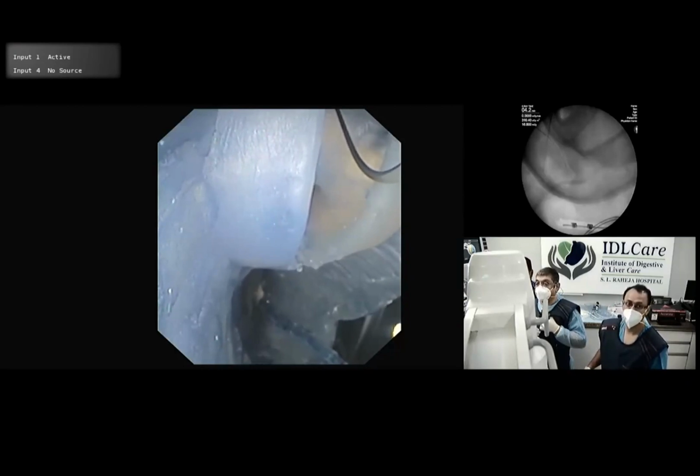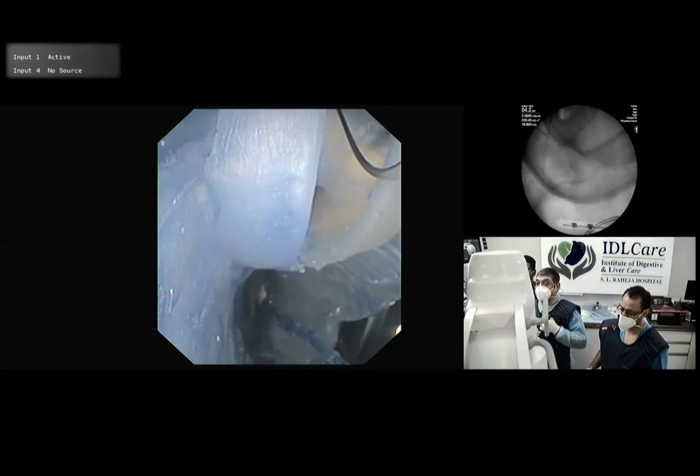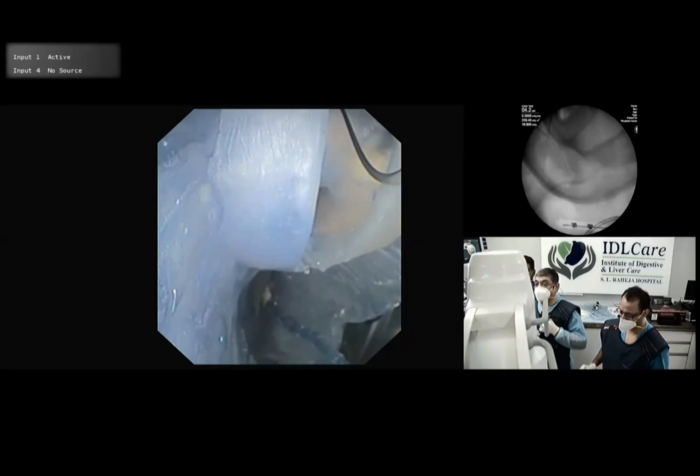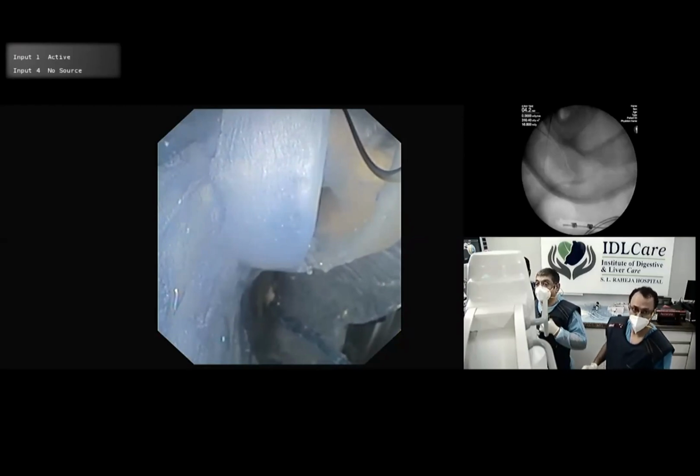The normal rendezvous procedure, if you are doing this method and not cannulating by the side, then this procedure of pulling out the wire takes some time because we are doing it very slowly. We are not doing it fast. See this? Gently, gently the wire is coming in. I'm withdrawing.